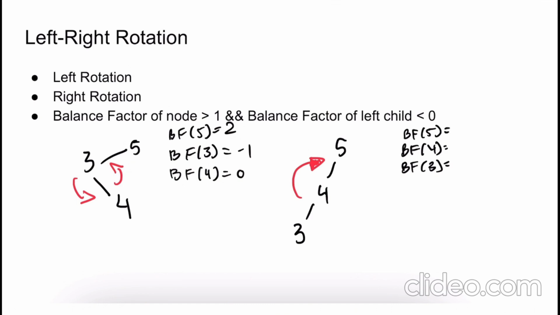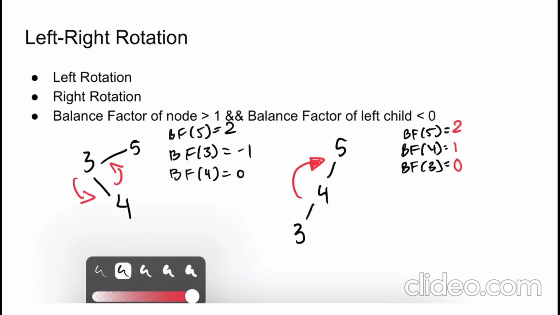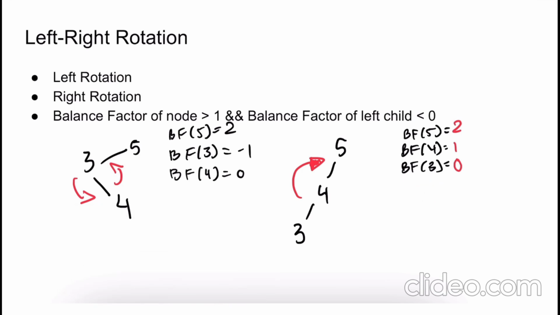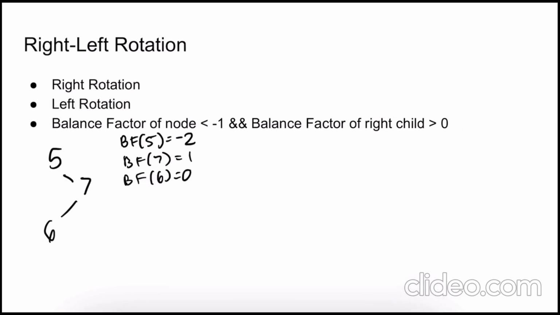Let's update the balance factors. After the right rotation, our tree looks like this, which is balanced. A right-left rotation occurs when a node has a balance factor of -2, meaning it's heavily right-leaning, but its right child has a balance factor of 1, indicating that the right child is left-heavy.